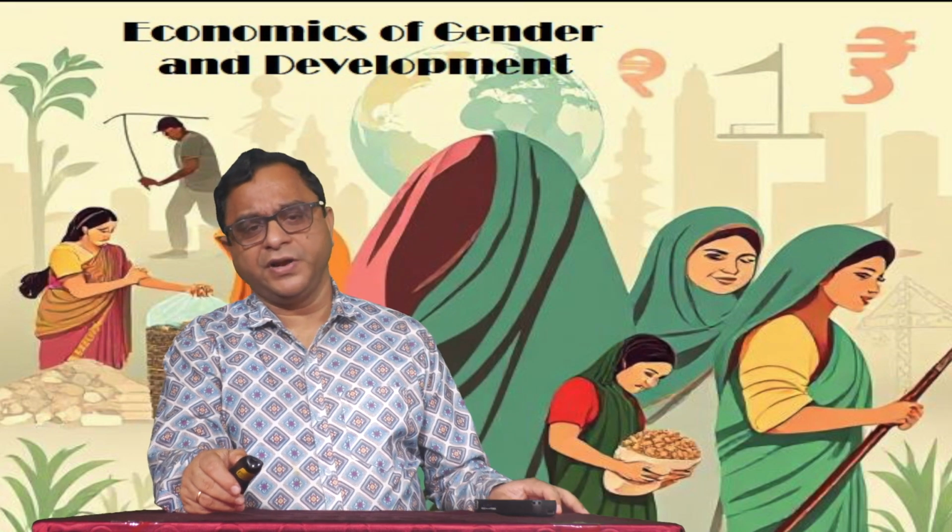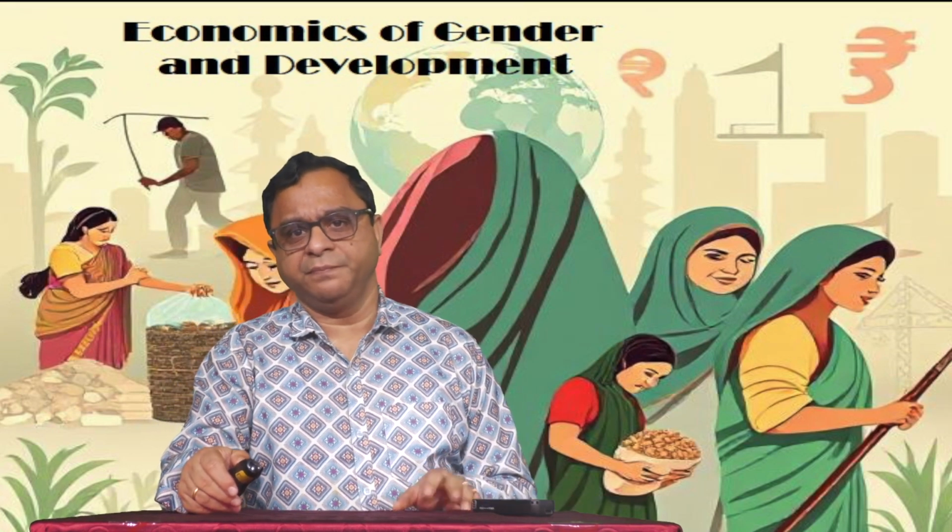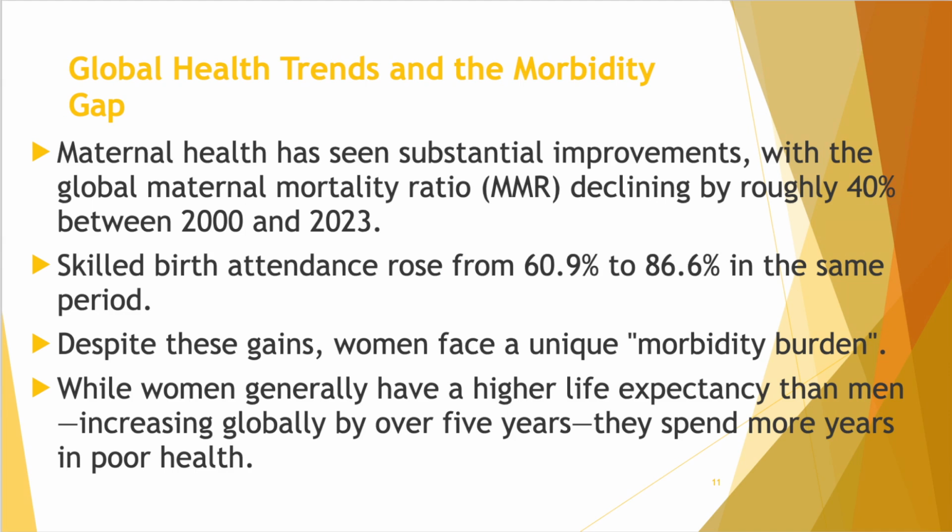Now, with regard to global health trends and the morbidity gap, from the different studies we see that maternal health has seen substantial improvements, with the global maternal mortality ratio (MMR) declining by roughly 40% between 2000 and 2023, and skilled birth attendance rose from 60.9% to 86.6% in the same period.